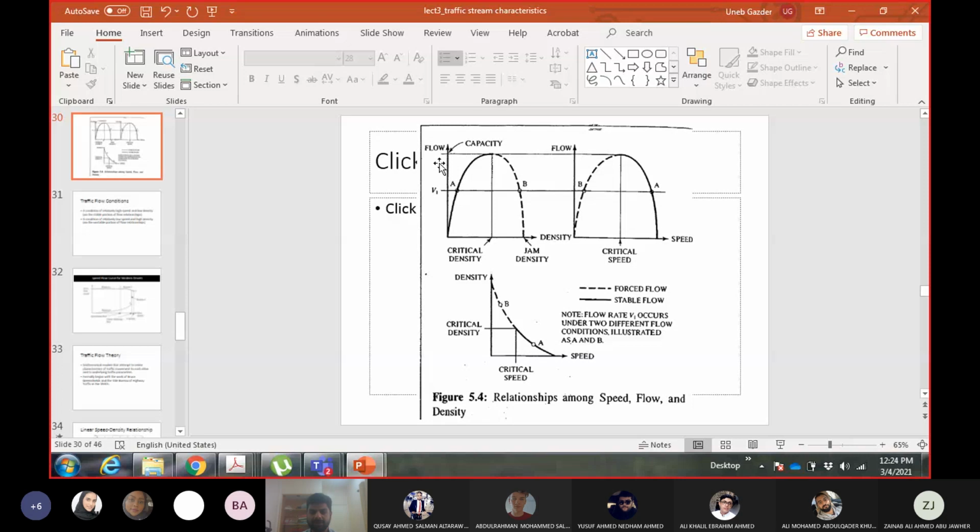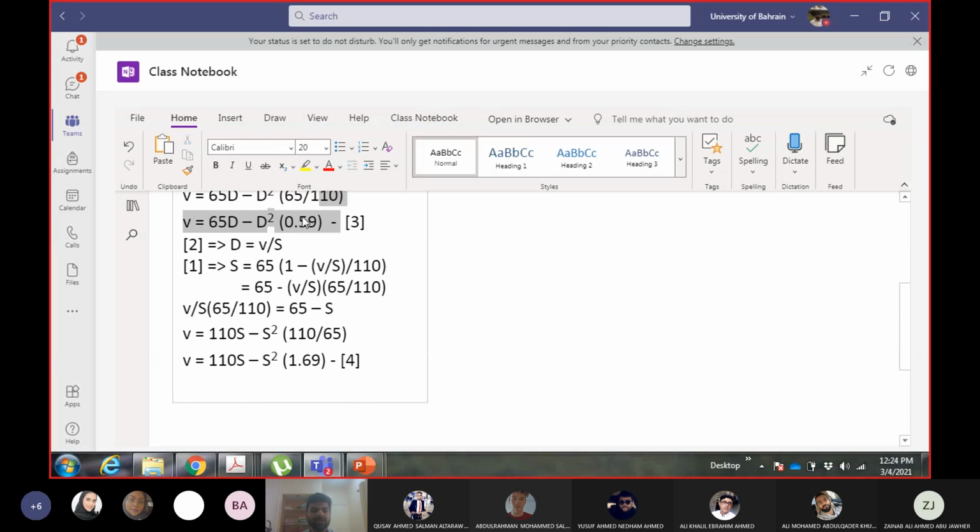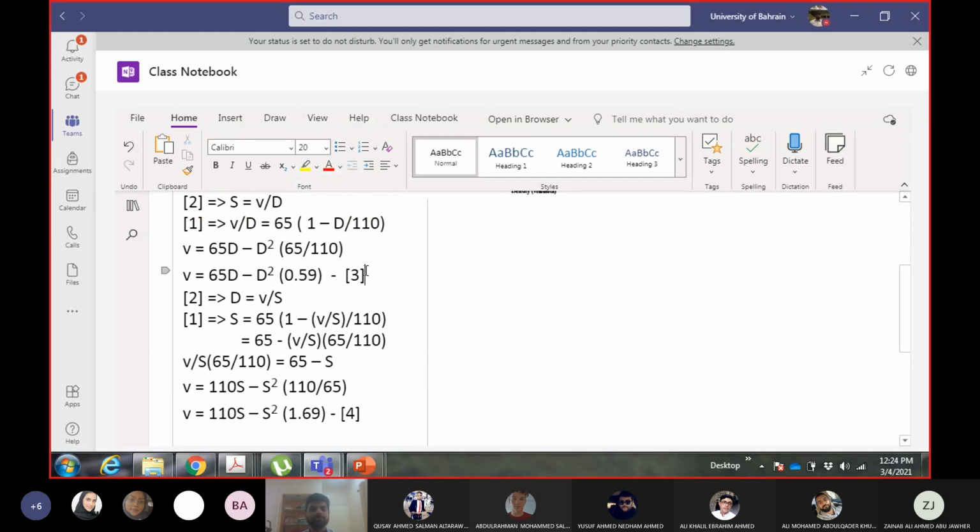Okay. So for both these curves, I have the equation. I have equation 3 between flow and density, and I have equation 4 between flow and speed. What should I do with these equations to get the equation of slope? So I want the equation for the slope of this curve, the flow and density curve. What should I do with equation 3 to get the equation of slope? Go ahead.